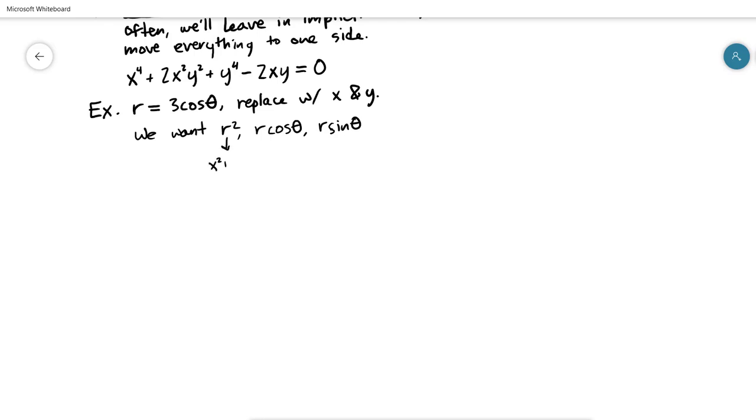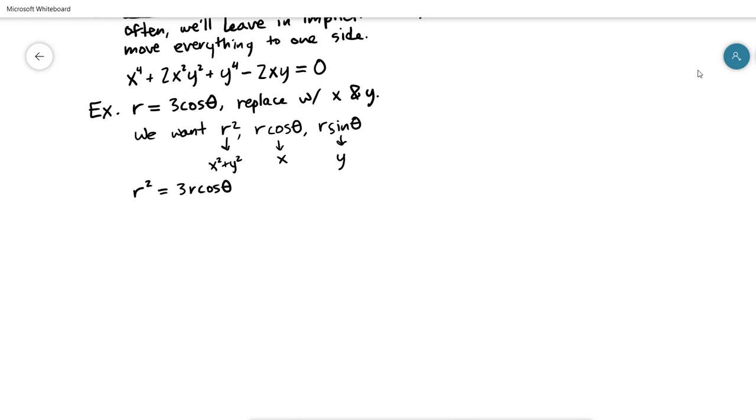This one's just x squared plus y squared. This one's just x. This one's just y. So that's what we want. This one doesn't have any of those, but I really want an r here. I'd really love an extra factor of r here. If I just take this equation and multiply by an extra factor of r, I'll wind up with something a lot nicer. I'll wind up with r squared equals 3r cosine of theta.